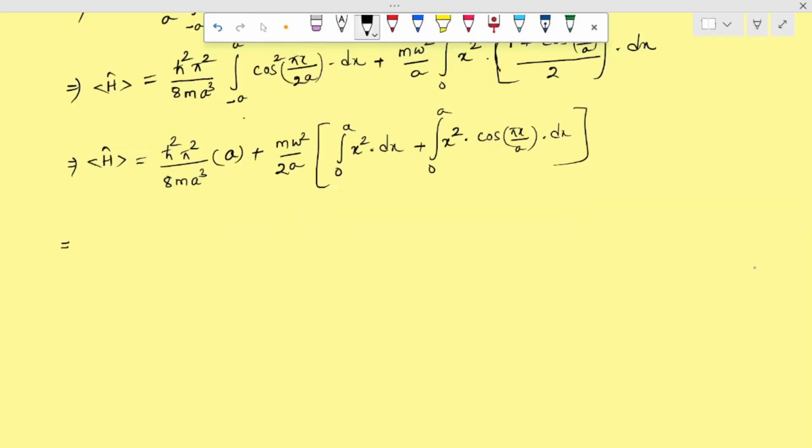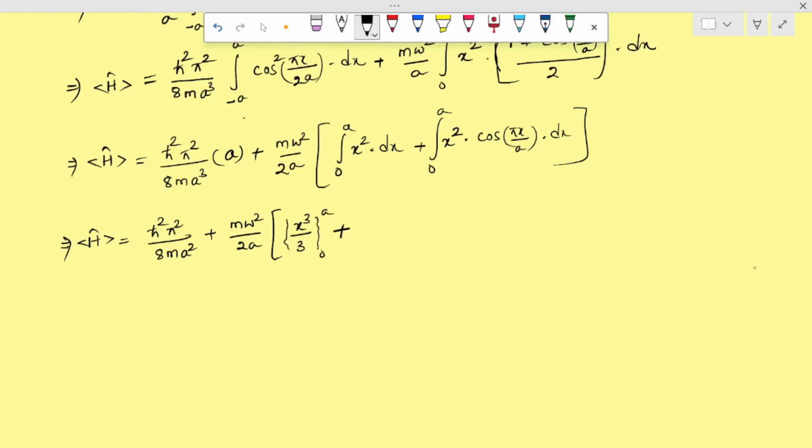That implies the expectation value of H will be equal to h cut square pi square. Here a got cancelled, 8m a square. Okay, then m omega square by 2a is written as such. Here the integration of x square will be x cube by 3 with limits 0 to a. Okay, plus the integration of x square cos pi x by a dx.